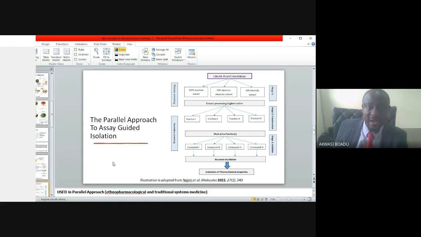Therefore, when we look at the parallel approach to the assay-guided isolation, we extract with solvent, either 100% or a combination of it. After that, we find fractions. These fractions are found either through chromatographic methods, TLC, thin layer chromatography, column chromatography, such that you get fractions of these crude extracts. Now, by obtaining fractions of these crude extracts, you can either go and do a biological activity.